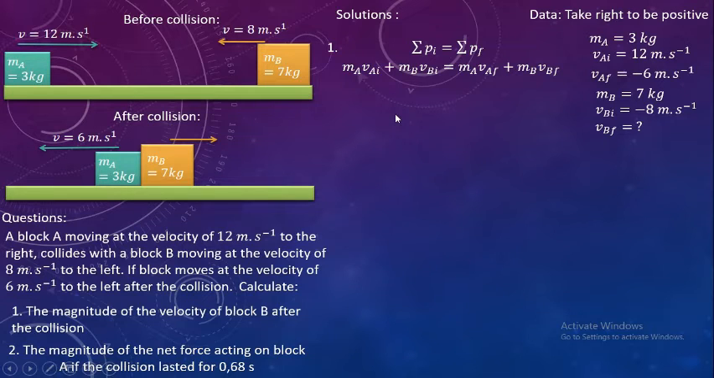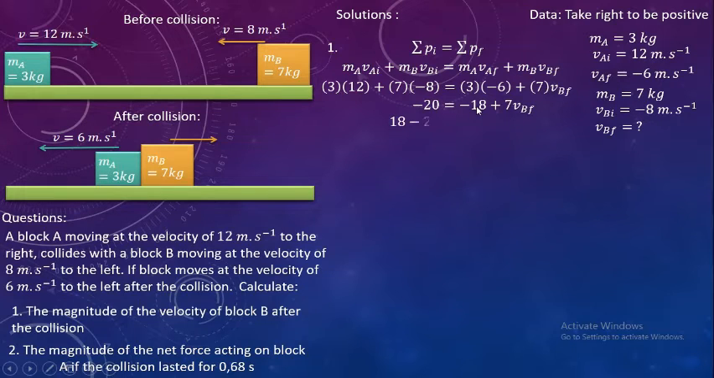Then we just substitute. We have the mass of A, which is 3, its initial velocity, which is 12. We have the mass of block B, which is 7, and its initial velocity, which is negative 8. The mass of A is 3, its final velocity is negative 6, and then the mass of B is 7. We don't know its final velocity, so we write it as it is, as our unknown. Clicking all of this into our calculator, we get negative 20, and then this will give us negative 18, and then this will be just 7 times VBF.